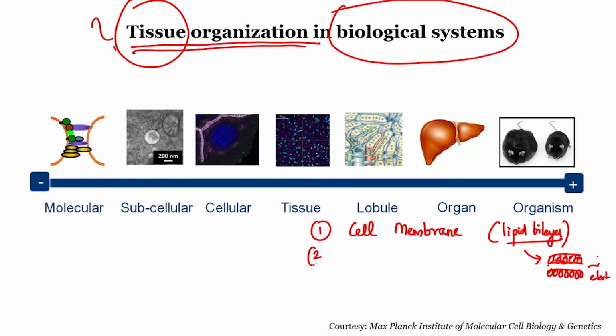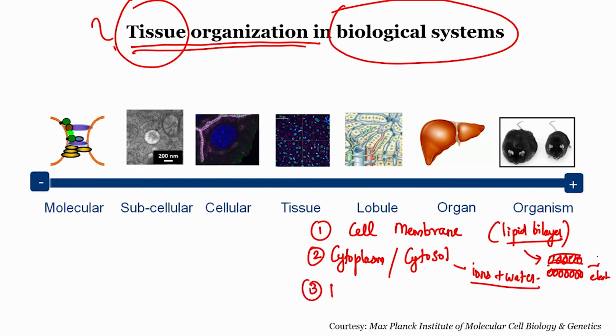The next important thing is obviously the cytoplasm, or sometimes called the cytosol. This is the intracellular space, the space inside the cell. It mostly consists of ions and water. I am just telling you the major components of it, which is required for our electrical modeling. Then we have the nucleus.